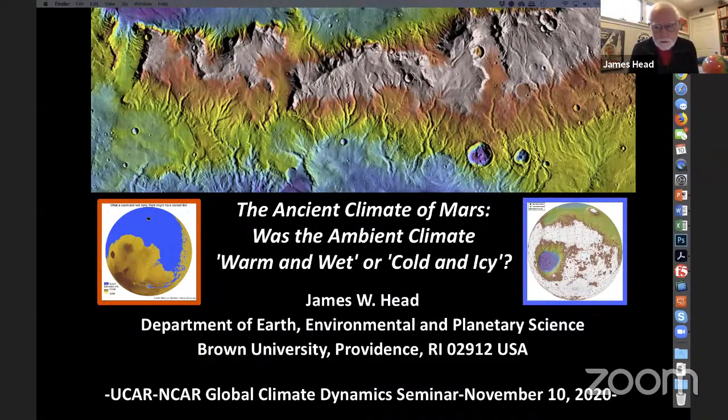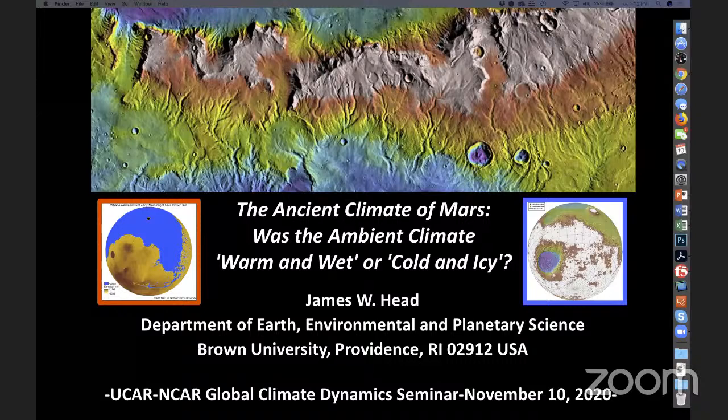And clearly one of the things I want to point out today is that I am a geologist, okay, but climate models are one of the main tools we use to really understand the climate history of Mars. So in contrast to what I talked about, which is a broad brush view of climate history on Mars 7 years ago, hopefully you've had a significant evolution and turnover of staff and new people, et cetera. Today I want to talk about the ancient climate of Mars, was the ambient climate warm and wet, or cold and icy. So just a quick review here.